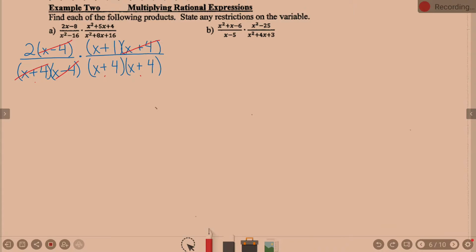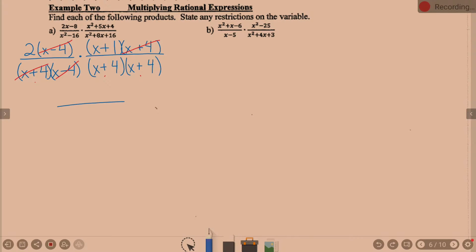Anything else can cancel? There's a factor of 2 on top. We didn't have any plain numbers on bottom. There's an x plus 1 on top. Do we have any x plus 1s on bottom? No. Okay, we're ready to write our answer.